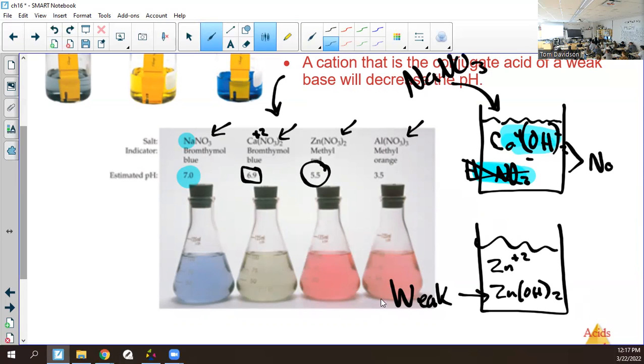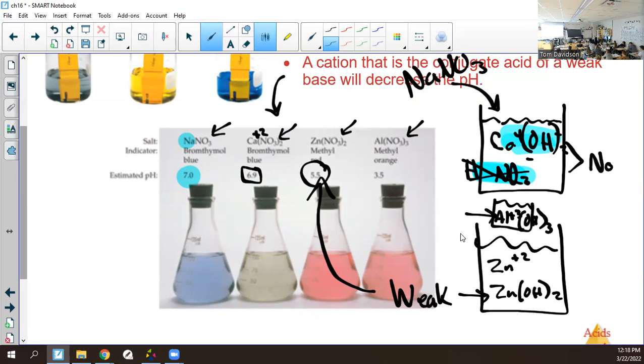You would never have to know this with only this much information. You'll have to eventually calculate this, but you'll have way more information. All right, that's weak. The final one, we have aluminum nitrate. So we have Al plus 3. It will find hydroxide. In fact, it finds 3 of them.